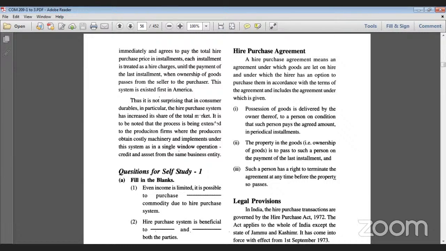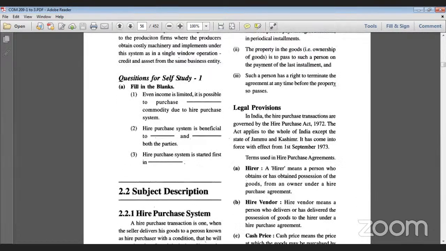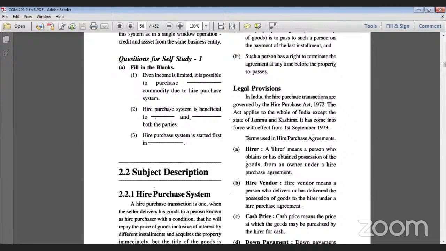In India, the hire purchase transactions are governed by the Hire Purchase Act 1972. The act applies to whole India except the state of Jammu and Kashmir. But now it will be Jammu and Kashmir also, because Article 370 was abrogated by the Indian government in the last 2 years. It has come into force effective 1 September 1970.